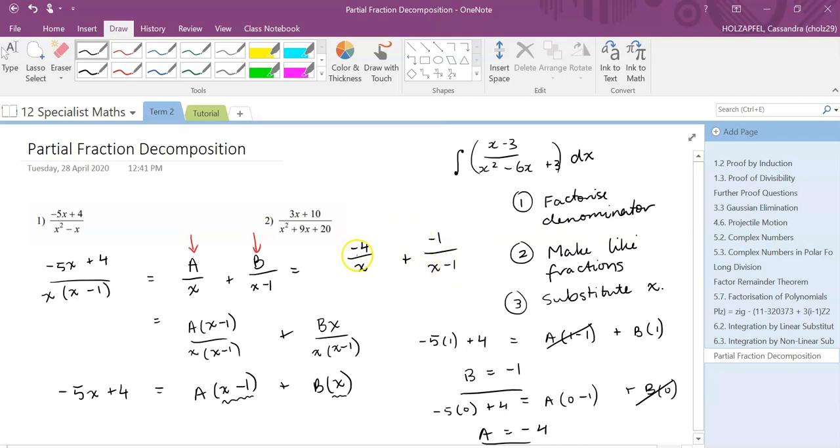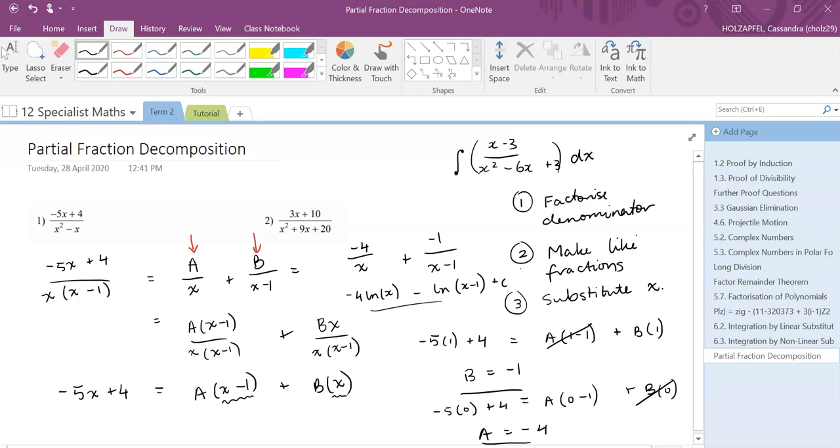And so now if we were going to integrate, this is going to be a lot easier to integrate because we'll end up with -4 ln of x minus ln of x minus 1. And that's it. That's done. That's the integral finished. Ooh, plus c. Why do I always forget plus c?